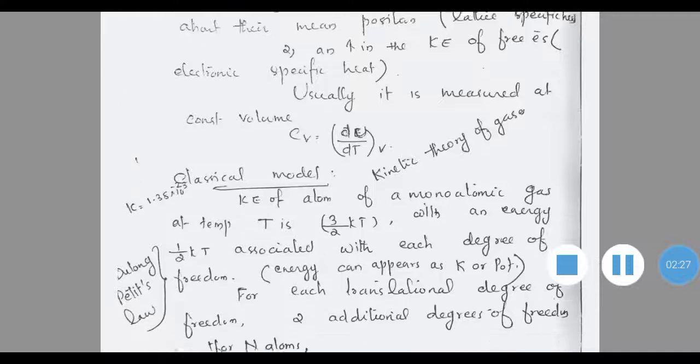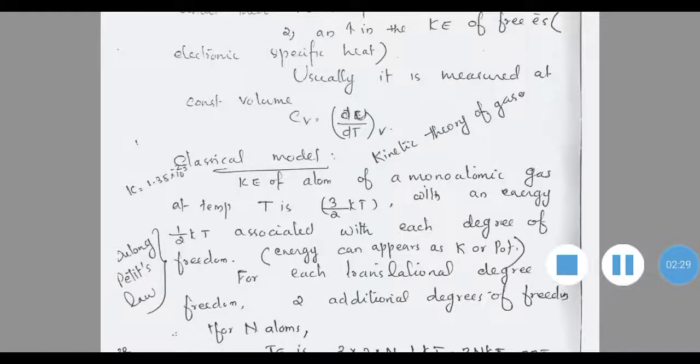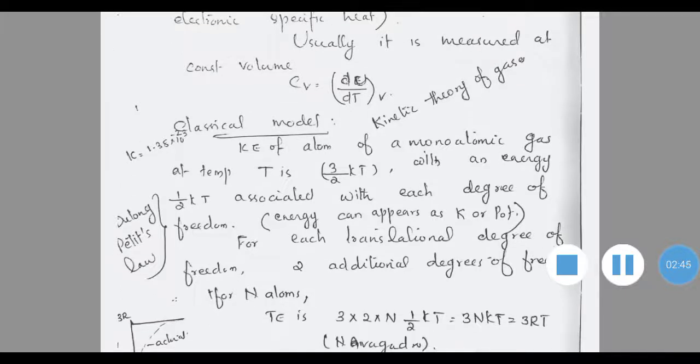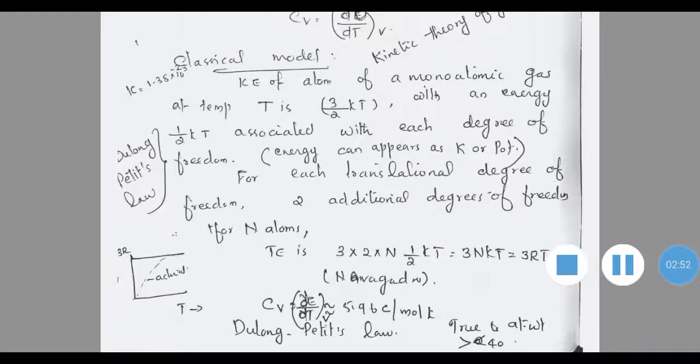There is an energy of half kT associated with each degree of freedom. Each atom is associated with 3 degrees of freedom, so for each degree of freedom the energy associated is half kT by the kinetic theory of gases. Then for each translational degree of freedom, we have an additional degree of freedom, so the energy associated can be kinetic energy or potential energy.